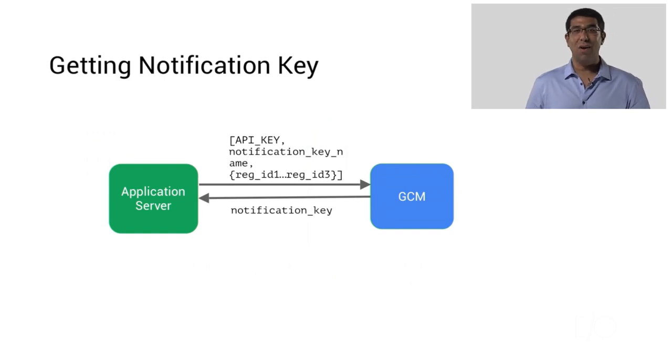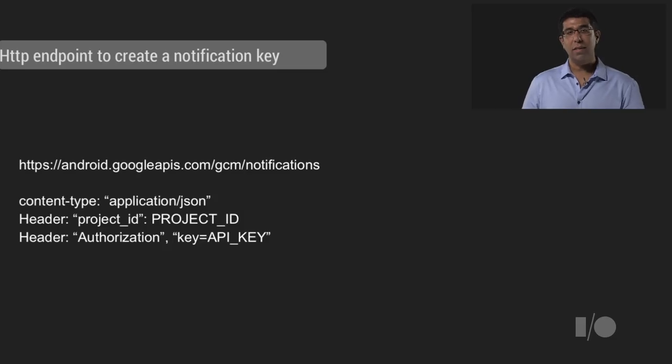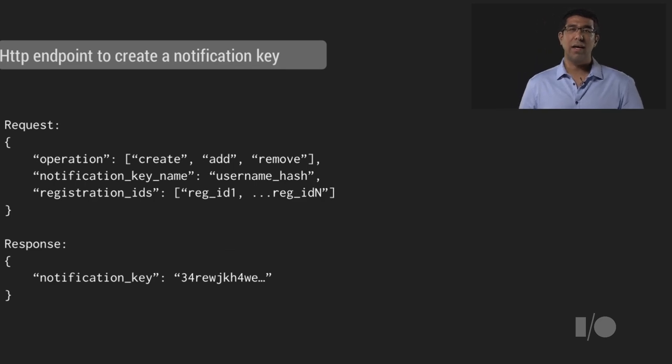To send messages to all devices for a user, you need a notification key. The application server can get a key by adding or removing registrations to the notification key name. Let's see how you can get a notification key. Here is the endpoint to get a key and the HTTP header. The request is authenticated using your project's API key. So the first time you add a registration to a notification key, you can do a create. And then if a user installs the app on another device, you can use an add.